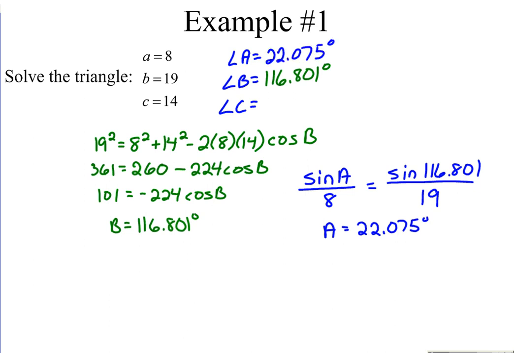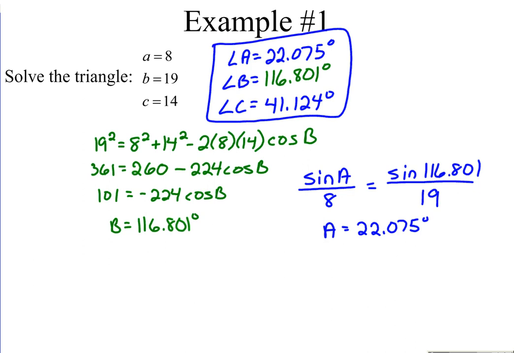And now we need to find the third angle. Remember, you should always find the third angle by subtracting from 180, so you guarantee yourself that all three angles add up to 180. We get 41.124 degrees. There are the three missing angles for that triangle.